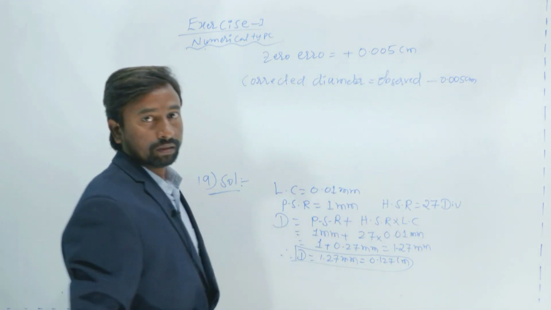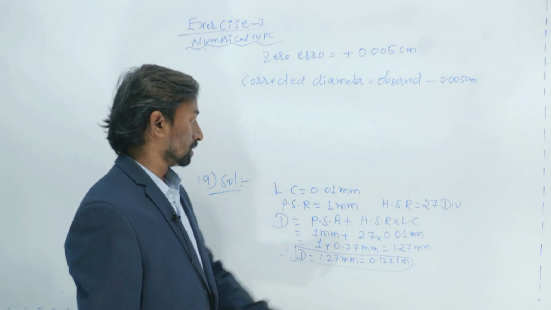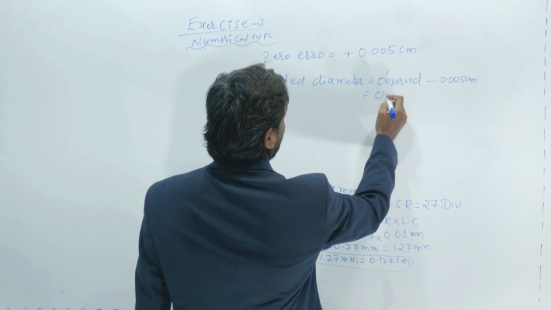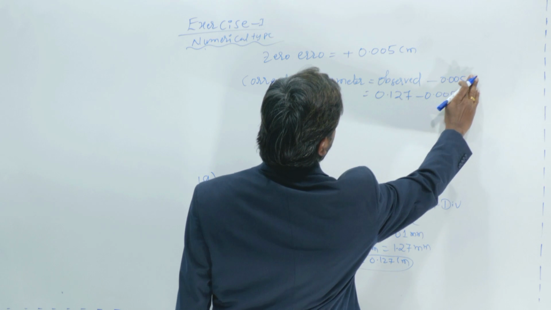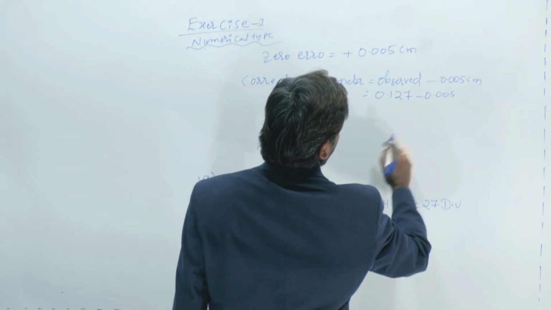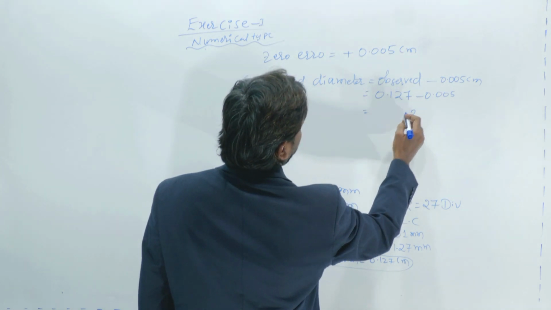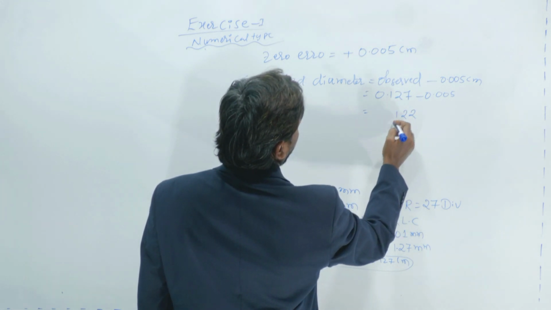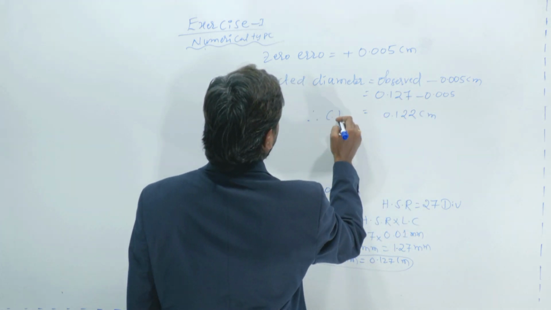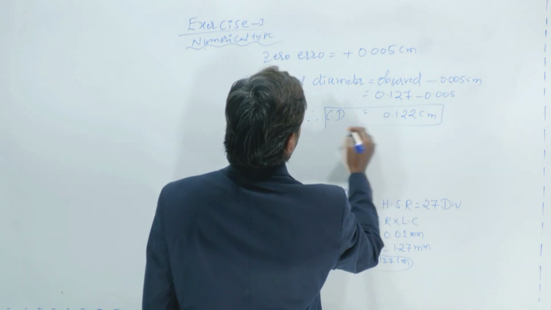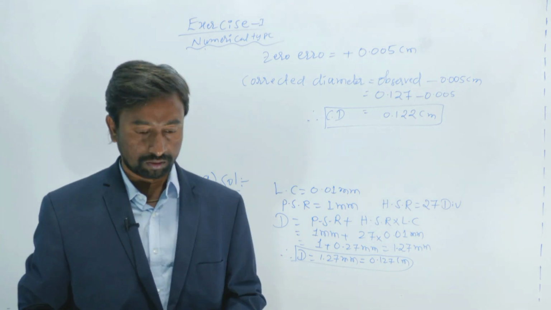It is given in centimeters, then the observed diameter also we should take as the centimeter value, that is 0.127 minus 0.005 centimeters. So how much do we get there? 0.122 centimeters. Therefore the corrected diameter is 0.122 centimeters. That is the answer.